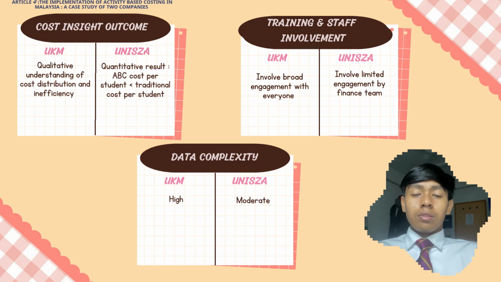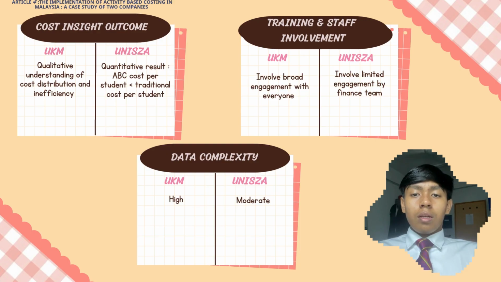Next, for the training and staff involvement. In UKM's case, the ABC project required collaboration across many departments. Both academic and administrative staff were involved, and many had to be trained to understand how to gather and analyze cost data. This wide involvement helped build institutional awareness about cost management. In contrast, at UNIZA, the ABC project was more limited in scope, so only a small group, mostly the finance team, was involved in implementing the system. There was less need for widespread training.